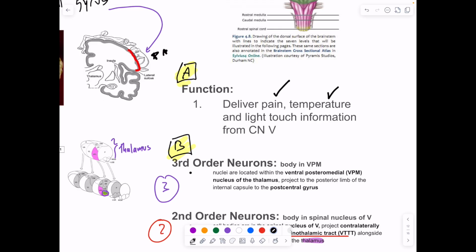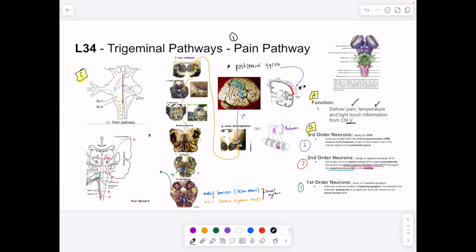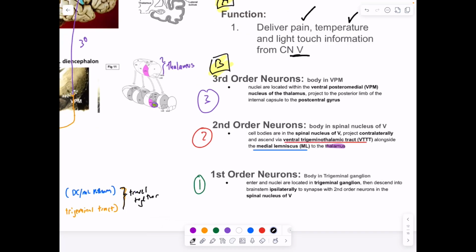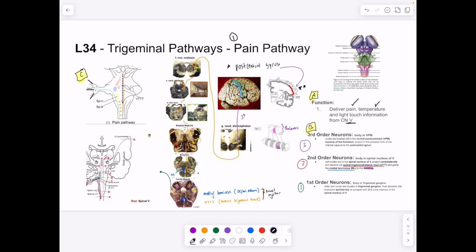Then we have temperature and light touch information from cranial nerve 5. All parts of the face need this information, right? So this is going to come from V1, V2, V3. Okay, perfect. Now we have our first order neurons, and the body is going to be in the trigeminal ganglion, which we see right here. And it is going to descend. It's a little bit weird.